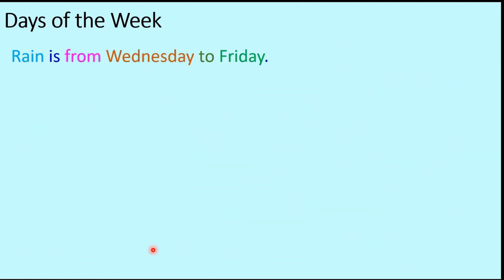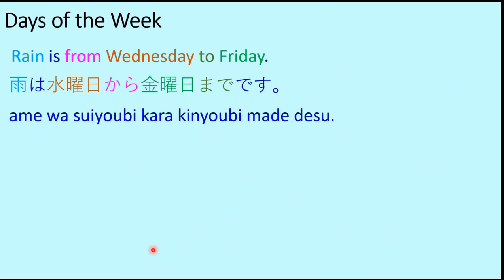Next is "Rain is from Wednesday to Friday." So it's going to rain from Wednesday to Friday. There will be rain in between Wednesday and Friday. So how to express it in Japanese? Ame wa suiyobi kara kinyobi made desu. Ame is rain. Wa is again the subject marker. Suiyobi is Wednesday. Kara means from. Kinyobi is Friday. Made is to. Desu is the verb for "is".